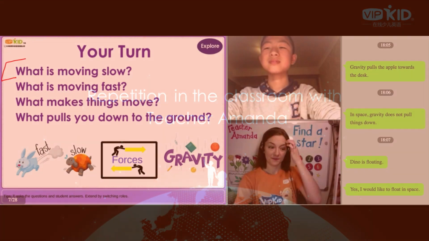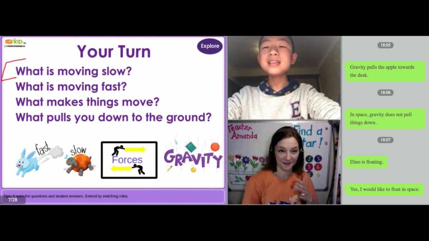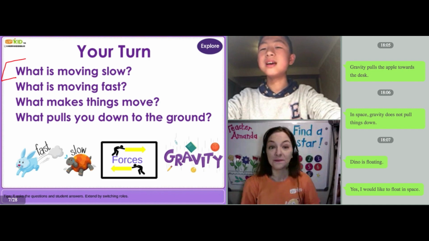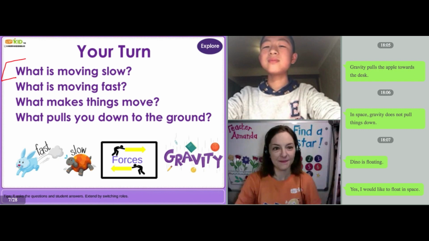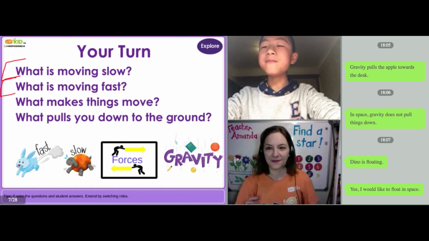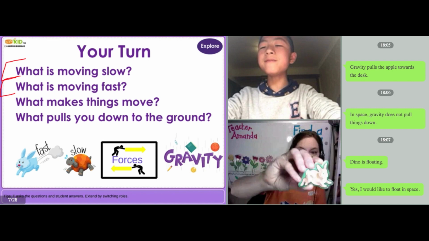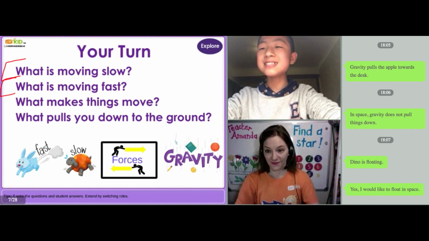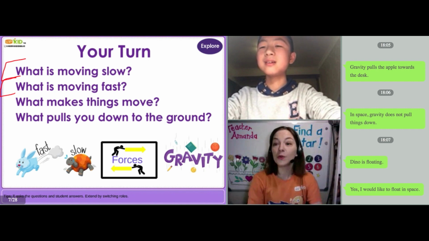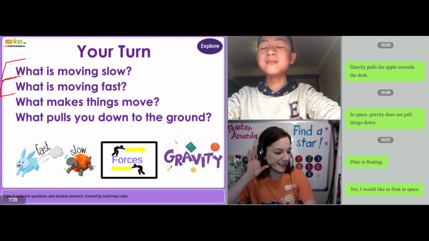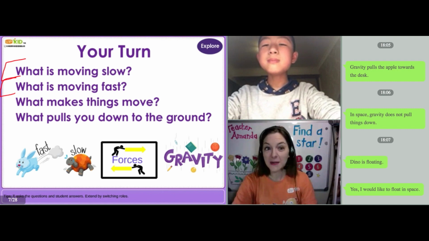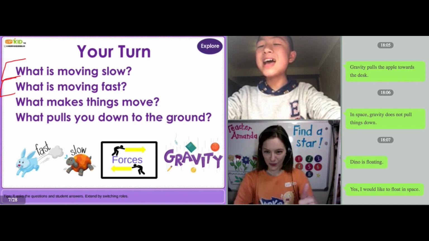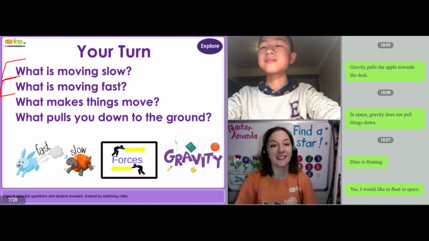Please read. What is moving slow? The turtle is moving slow. What is moving fast? The bunny moves fast. Good. The bunny moves fast. Yes, perfect.